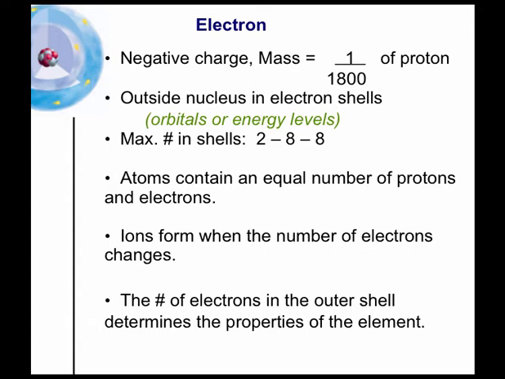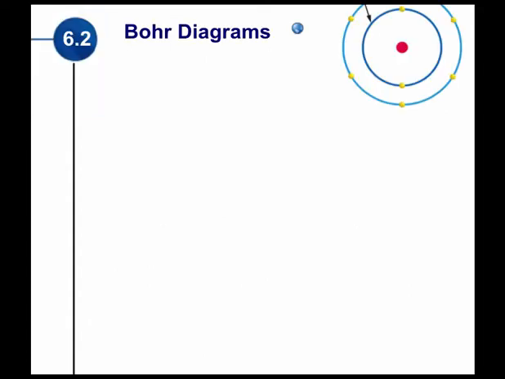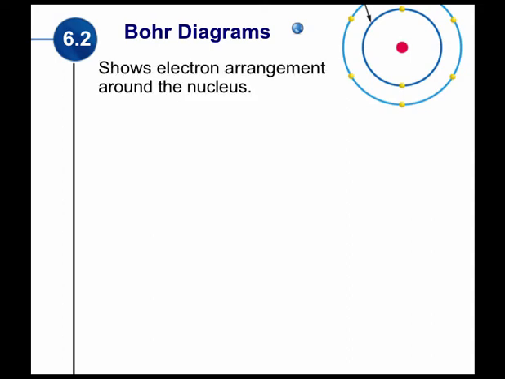Now, an atom is very, very small, so when we are trying to draw a picture of one, we actually can't see the atom. So we're going to draw pictures called Bohr diagrams. Bohr diagrams show the electron arrangement around the nucleus of the atom. It's all about the location of the electrons. And Bohr diagrams are very, very straightforward. They actually follow a 4-step process. We're going to go through the steps and then do an example.